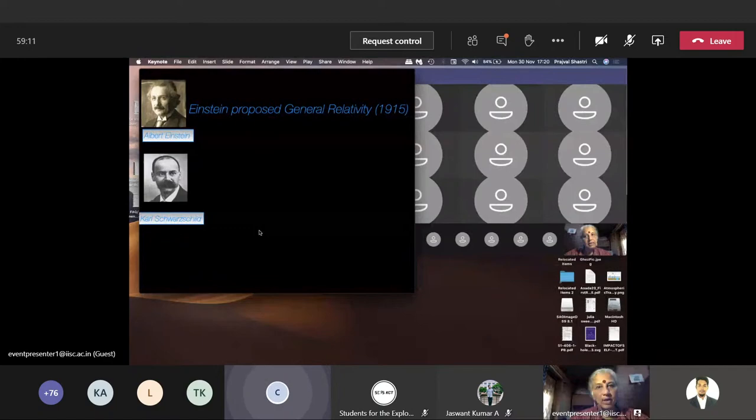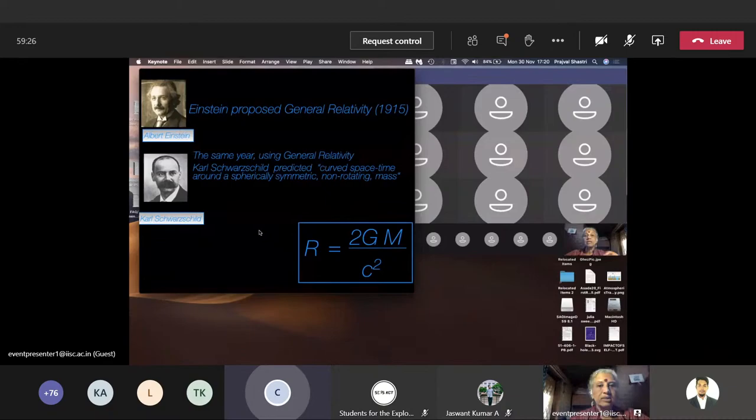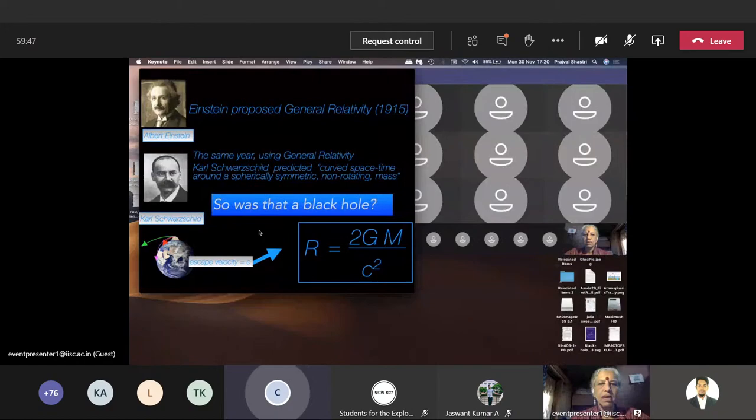Now, suppose we leave that for the moment and look at the famous general theory of relativity that Einstein proposed. Very soon after he proposed his theory, Karl Schwarzschild found a solution to Einstein's general relativity equation and came up with the same answer that we got earlier by making the escape velocity of a body equal to the velocity of light. Now that's intriguing. So was that a black hole? Because it's an object that will trap everything, including light.